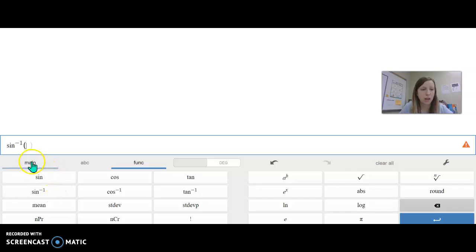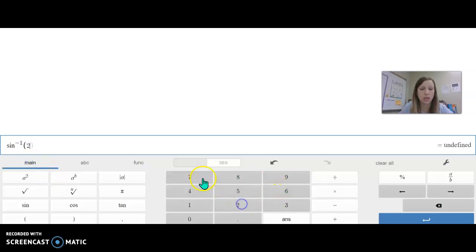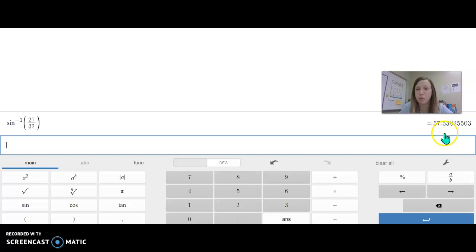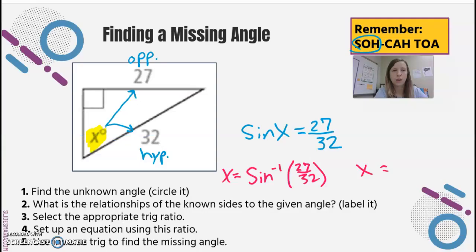Okay, and I'm going to go back to the main keyboard so that I can type 27 divided by 32. And make sure it says degrees. It should start out always saying degrees, so you shouldn't have to change it. You will learn about radians when you get to pre-calculus trigonometry. This is basic trigonometry. Okay, hit enter, and we get our answer, 57, about 58 degrees if you round up. Okay, it was 57.5 degrees, so it rounds up to about 58 degrees.